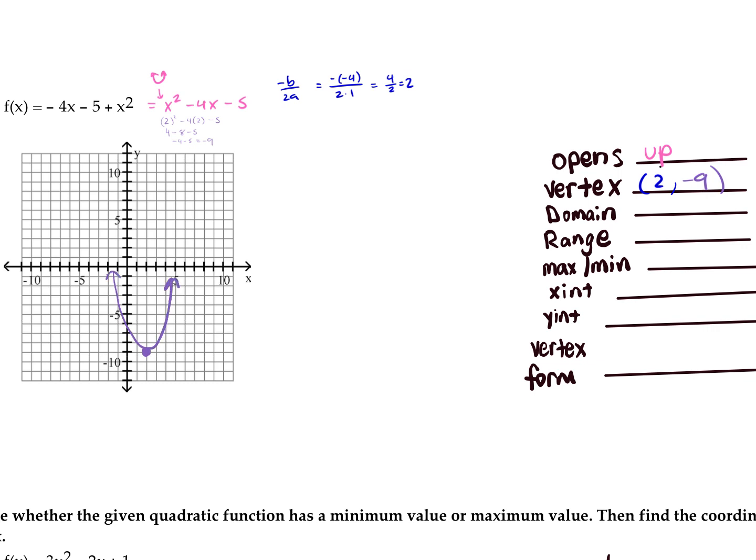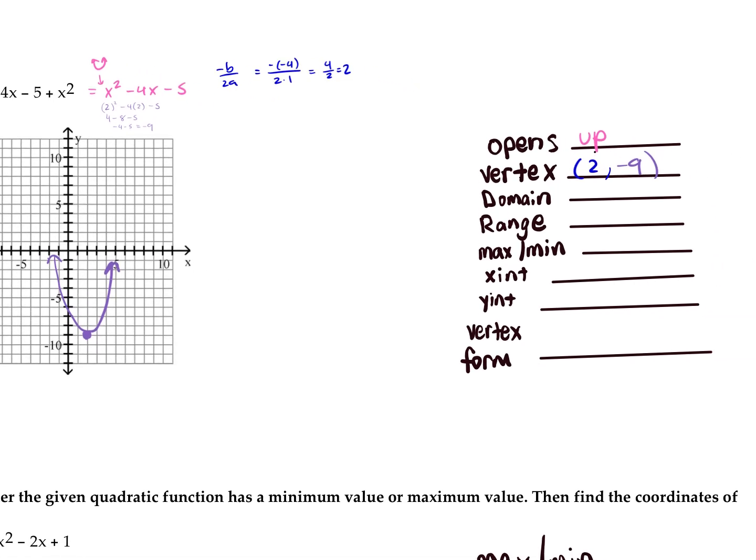So it's just a rough estimate of our graph for now. We can make it a little bit more exact once we find the x-intercept and y-intercept. But it will help us with the domain and range. So the domain is always all real numbers, negative infinity to infinity, with parentheses. Our range, we start at the lowest y value and go up. So our lowest y value here would be negative 9. So we put a bracket, negative 9, and it goes up to infinity.